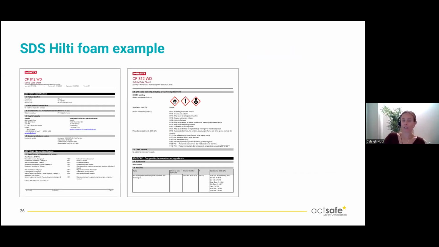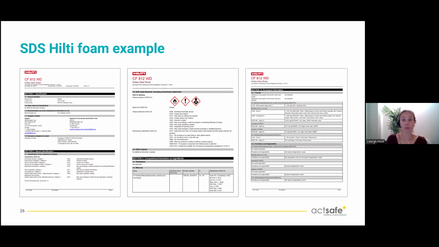Okay, let's take a quick example. Have a quick look at an example. This one is used in our industry quite often. This is Hilti foam. These are 3 of the 20 pages of an SDS for this specific product. So I think this section covers 1, 3, and 12. Those are just kind of busy pages that I thought would be helpful.